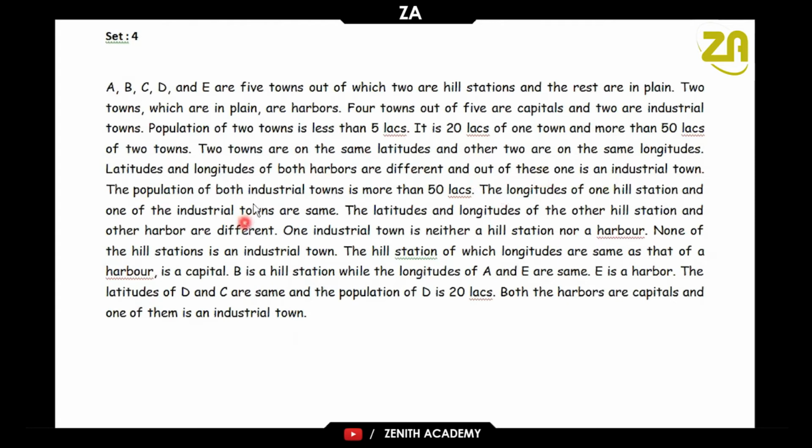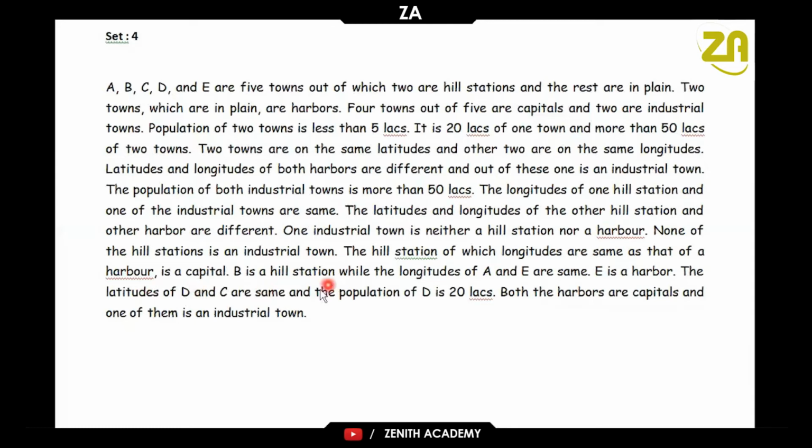The population of both industrial towns is more than 50 lakhs. The longitude of one hill station and one of the industrial towns are the same. The latitudes and longitudes of the other hill station and the other harbor are different. One industrial town is neither a hill station nor a harbor. None of the hill stations is an industrial town. The hill station whose longitude is the same as that of a harbor is a capital.